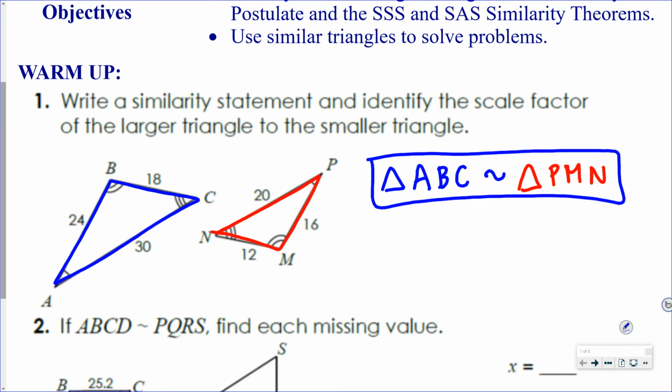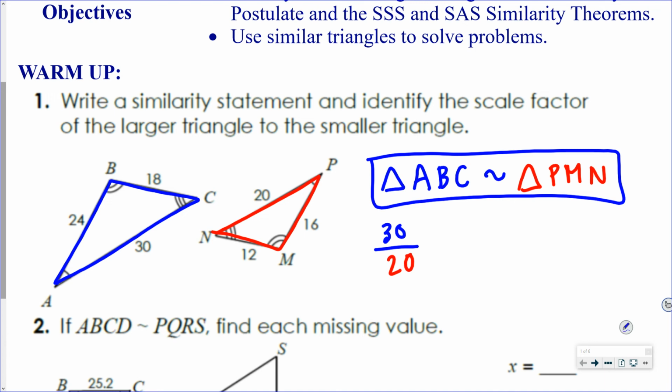Next, it says identify the scale factor of the larger triangle to the smaller triangle. So I gotta go from the large to the smaller one. So you can pick any of the sides. You don't have to check all three. They're telling you that these are similar. Okay, so I just did like the longest one. So 30 to the longest side of my red one, 20.